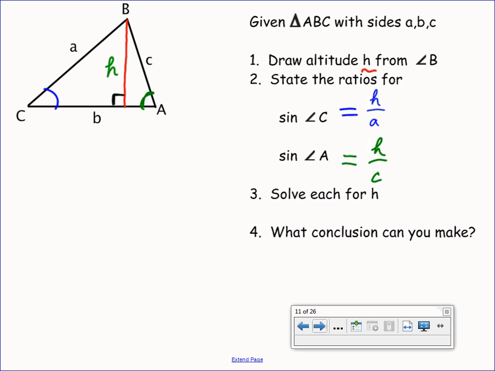All right, now each of these two equations, sine of C and sine of A, they have H in common. They have that variable H in common. So let's go ahead and solve each of those for H. In my first one, H would equal A times sine of angle C. In the second one, H would equal, if I multiply that C over, C times sine of angle A.